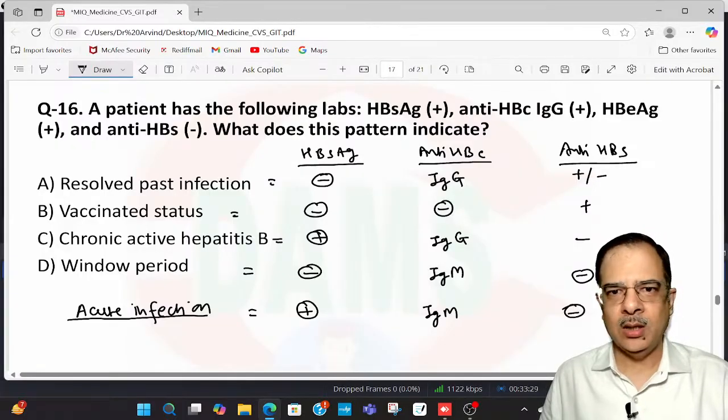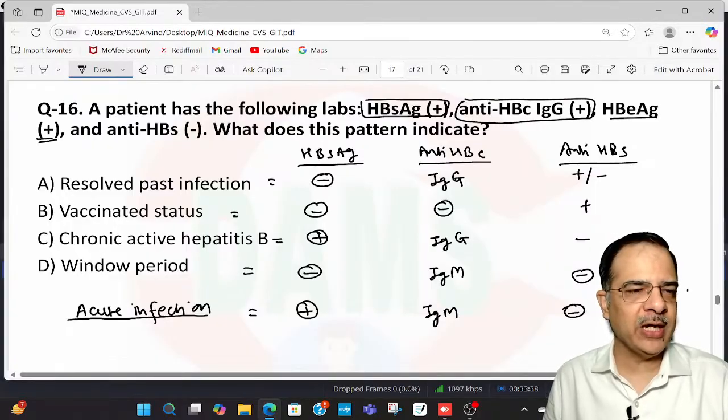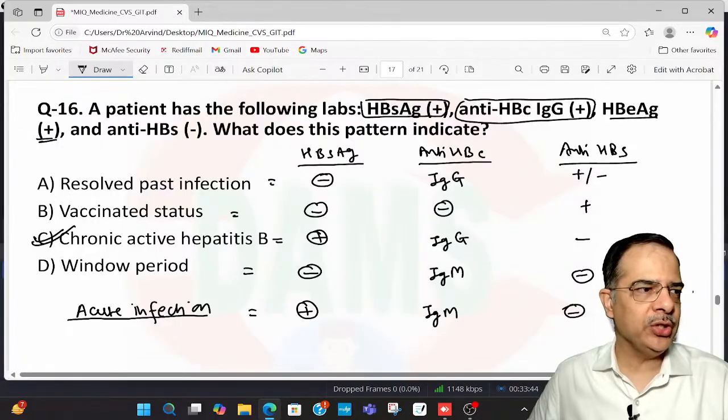So let's see, surface antigen positive, anti-HBc is IgG type, and HBe antigen is positive. That means virus is replicating. So this is a chronic active hepatitis B infection. So answer is C option here. C option. Yes.